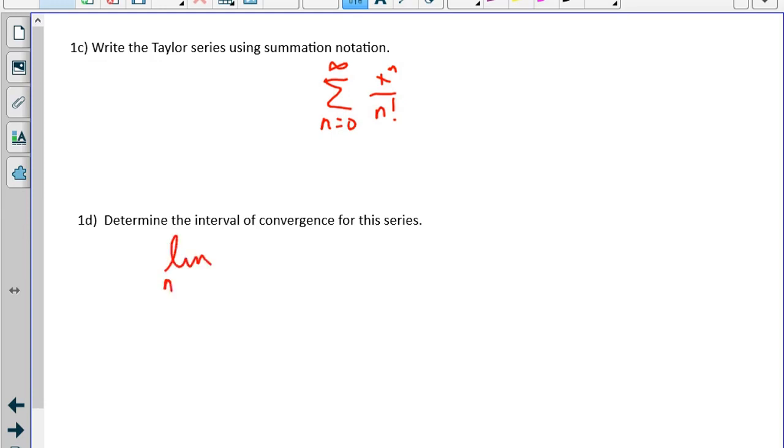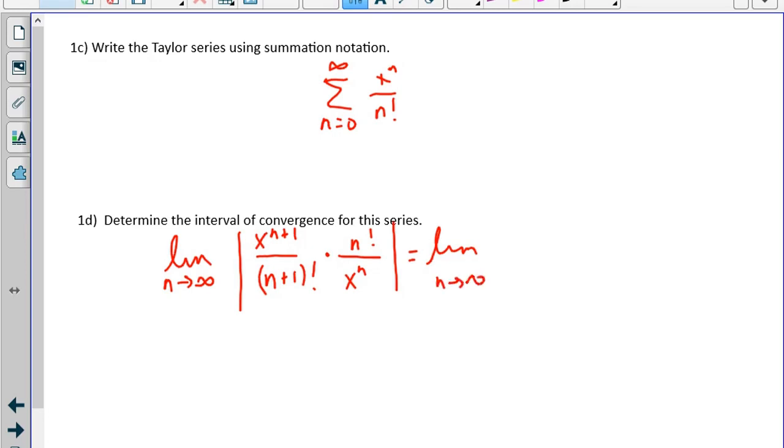So the limit as n goes to infinity, I will use the ratio test because I have a factorial in it, and so that should work out pretty well. So I have x to the n plus 1 over n plus 1 factorial times the reciprocal, so n factorial over x to the n. That's the limit as n goes to infinity of x over n plus 1. And as n goes to infinity, this is always 0, regardless of whatever x is.